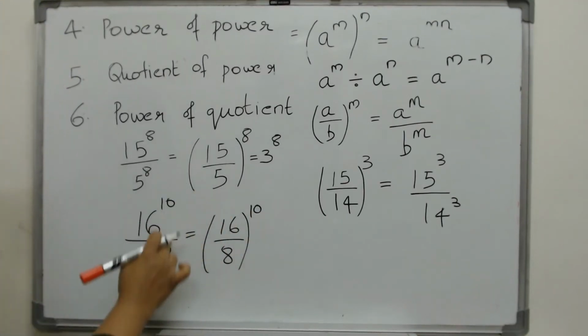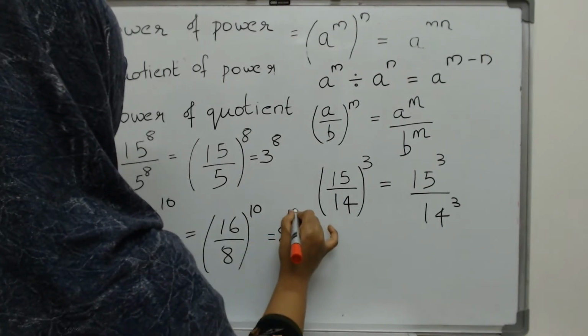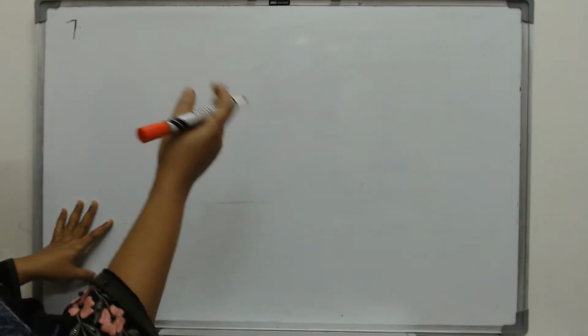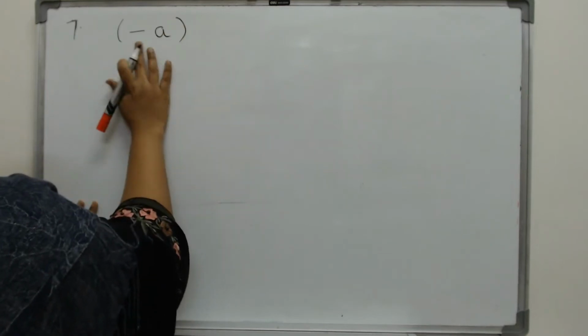Because the exponent is the same, this is the same as 2 raised to 10. The seventh law is what happens if your base is negative. That is, how do we deal with a negative base?